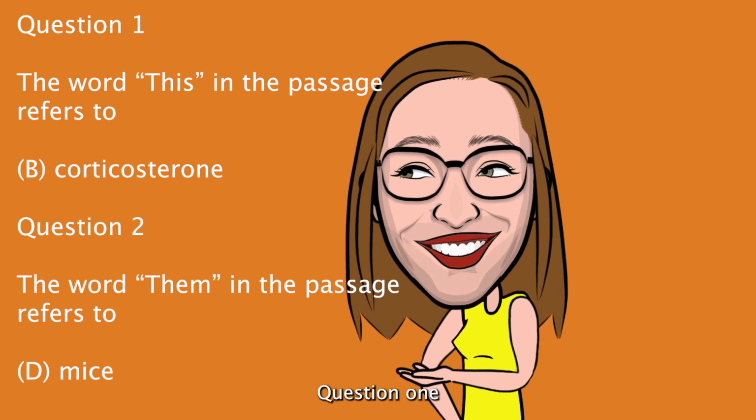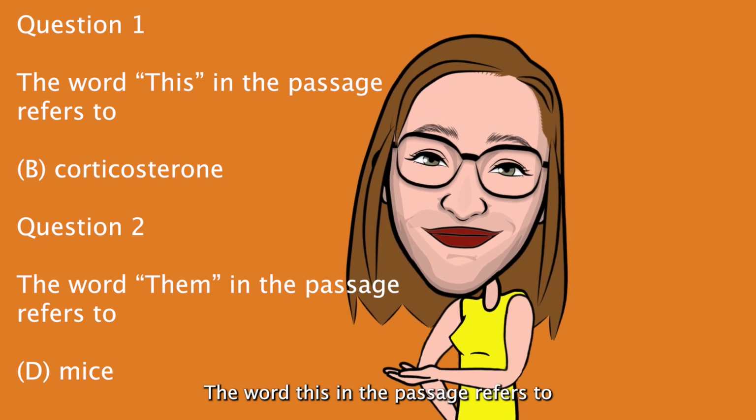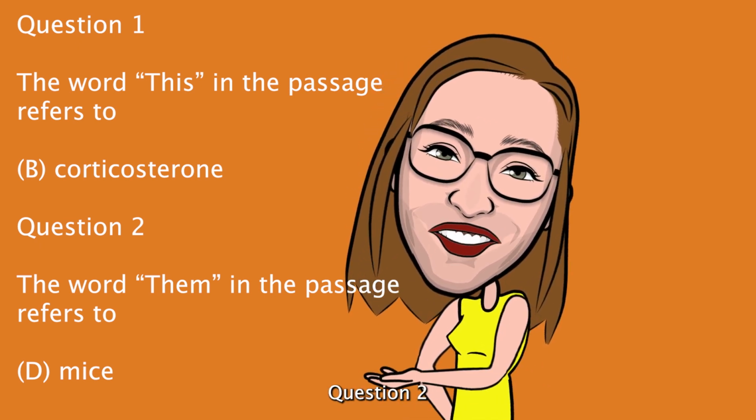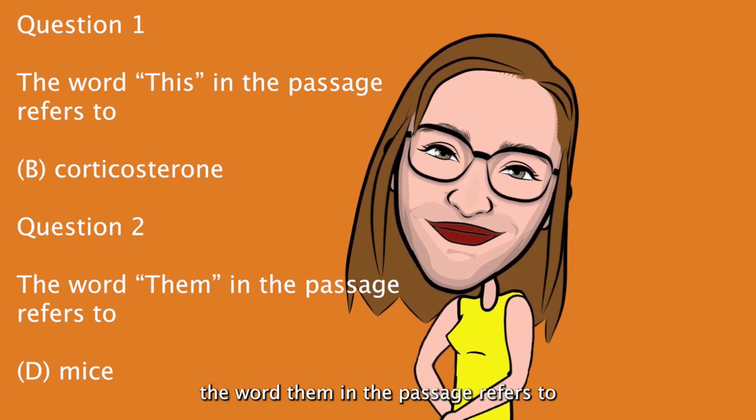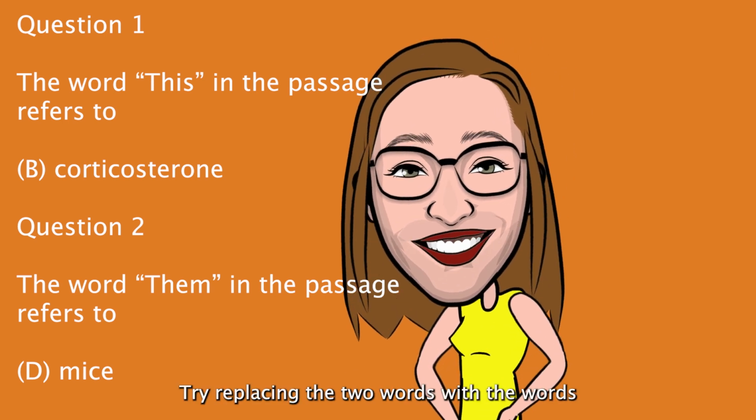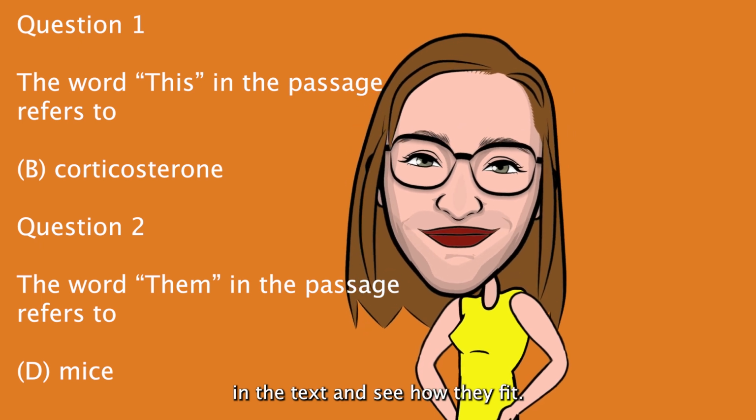Question 1. The word this in the passage refers to B. Corticosterone. Question 2. The word them in the passage refers to D. Mice. Try replacing the two words with the words in the text and see how they fit.